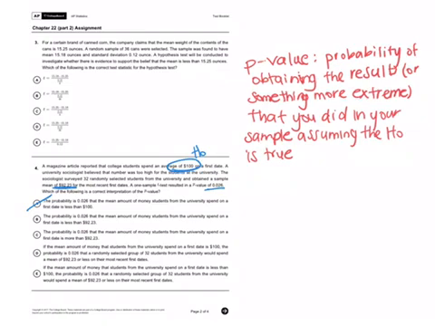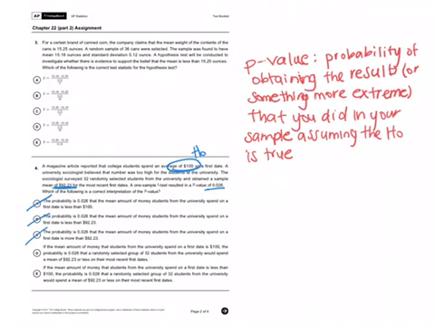On B, the probability is 0.026 that the mean amount of money students from the university spend on a first date is less than $92.23. So again, not what we're trying to find. And then C is going to be able to be knocked out for the same reason because it says that the mean amount of money is more than $92.23. So that really leaves us with D and E, which are going to look similar in setup.